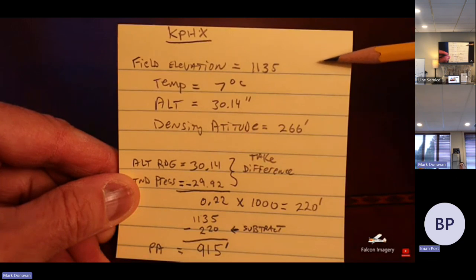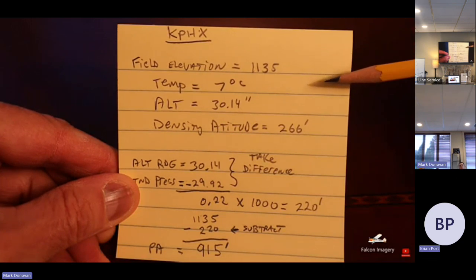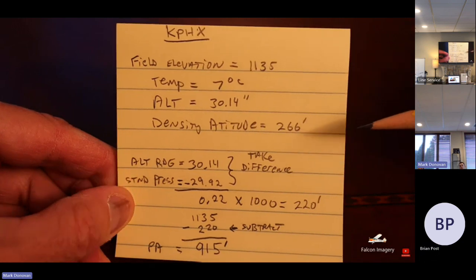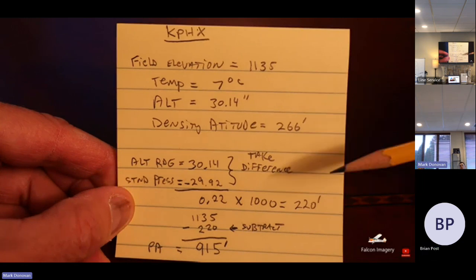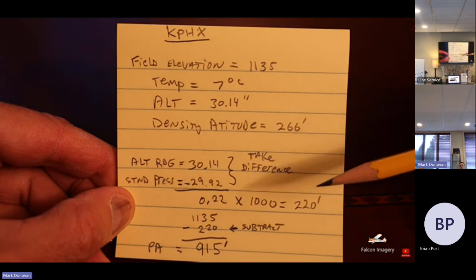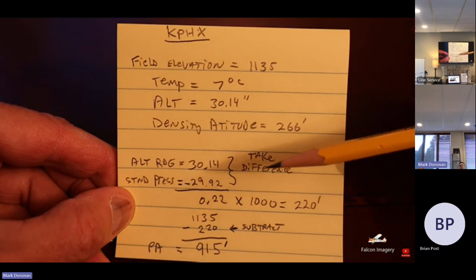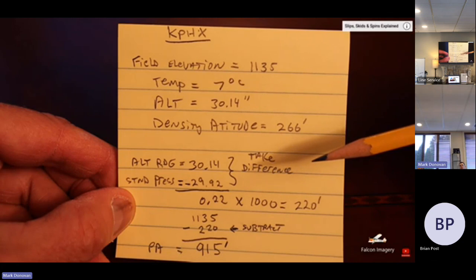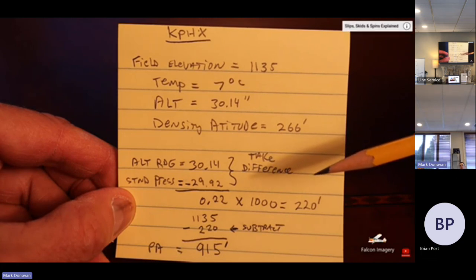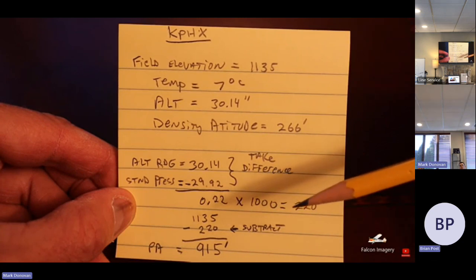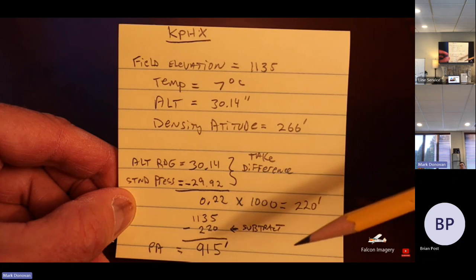Well, we have a field elevation at Phoenix of 1135, temp again 7 degrees Celsius, altimeter 30.14 inches, density altitude 266. In order to calculate pressure altitude, we need to take the difference between the standard pressure and the current barometric pressure reading. So 30.14 minus 29.92 equals 0.22. We're going to multiply that by 1,000. We need to do something with this 220 feet. Well, since the altimeter is reading a higher number than the standard pressure of 29.92, we're going to wind up subtracting that 220 from the 1135 field elevation, and that works out to 915 feet.